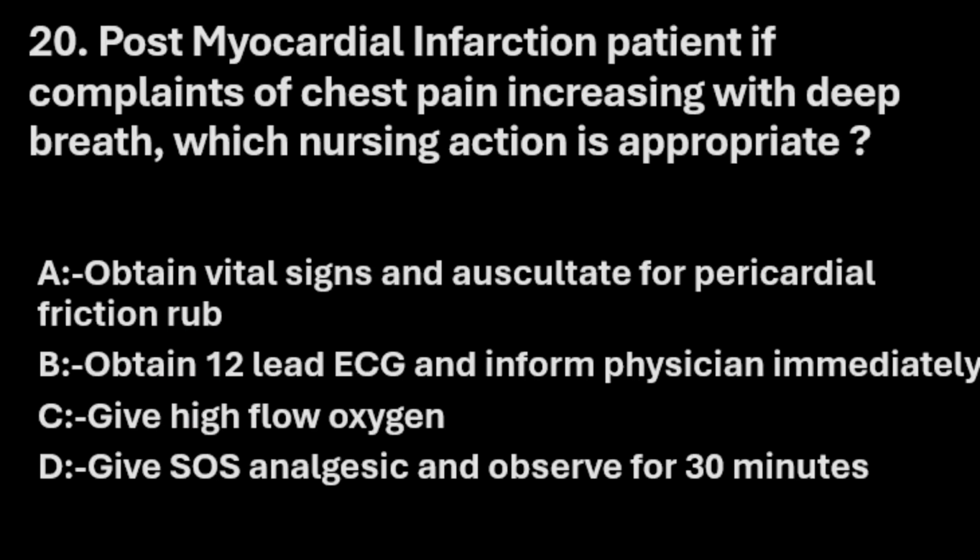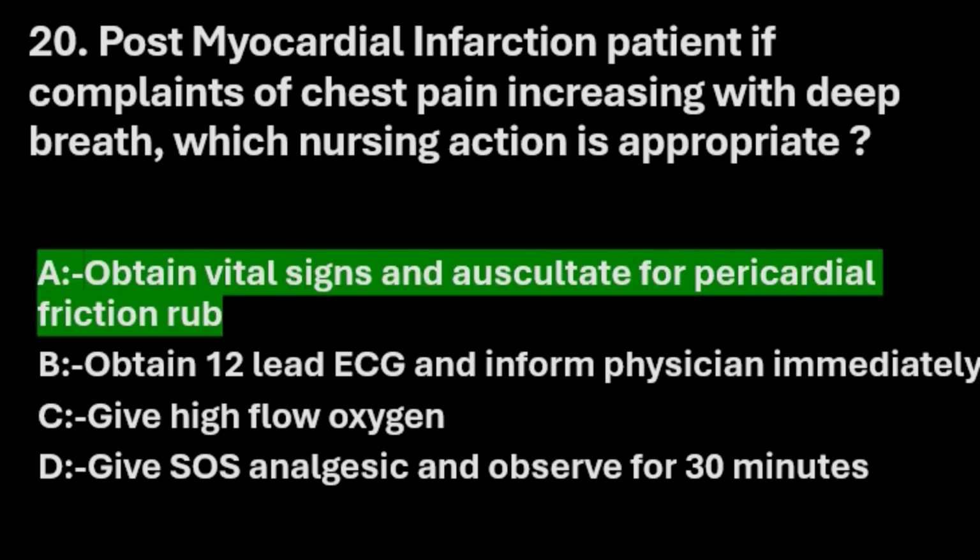Next question. Post myocardial infarction patient complains of chest pain increasing with deep breath, which nursing action is appropriate? Option A, obtain vital signs and auscultate for pericardial friction rub. Option B, obtain 12 lead ECG and inform physician immediately. Option C, give high flow oxygen, and option D, give SOS analgesic and observe for 30 minutes. The right answer here is option A, obtain vital signs and auscultate for pericardial friction rub.